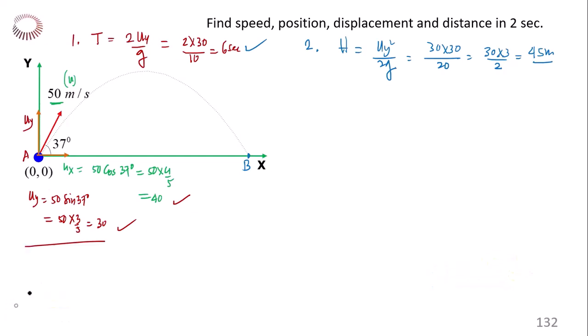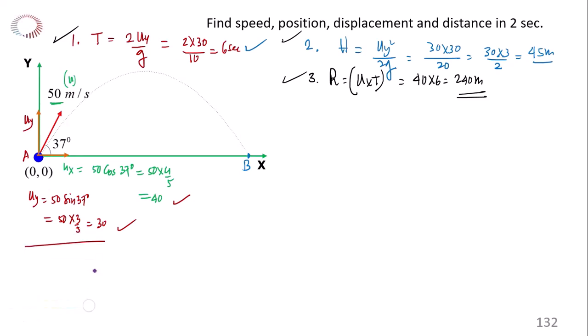Now the third parameter that I want to calculate is the range. R is basically Ux into capital T. Ux is 40 and capital T is 6. So these are the basic parameters that I want to measure first of all. Though in the question you are not asked to do that, I am using this concept to calculate this R, H, T number. So you have to be clear that you can calculate all those numbers, R, H, T, provided only U and theta are given. Based on that, I calculate R, H, T.